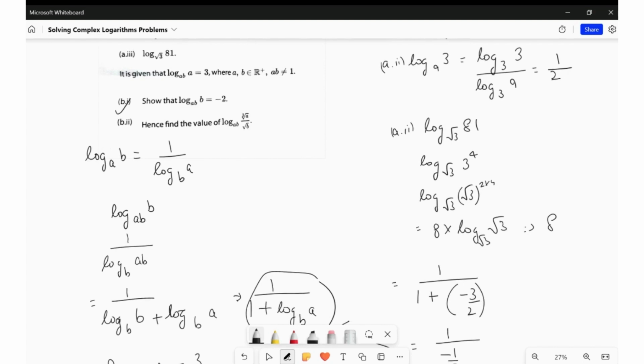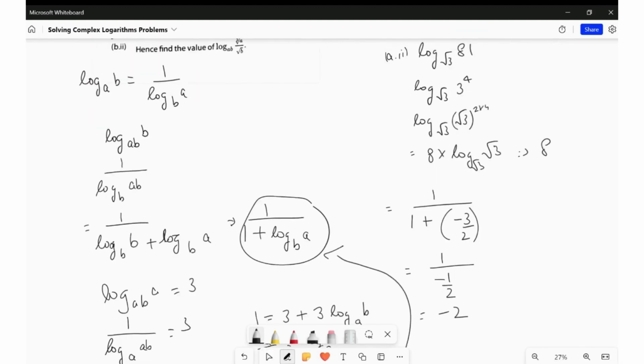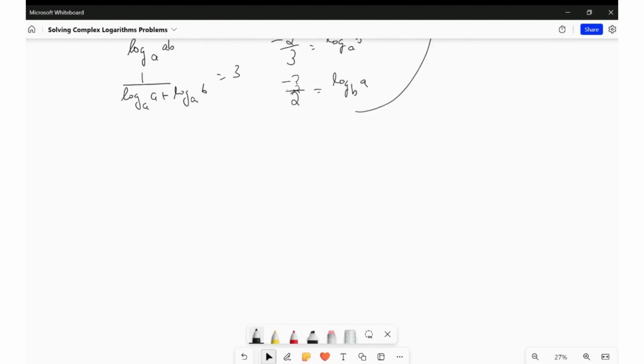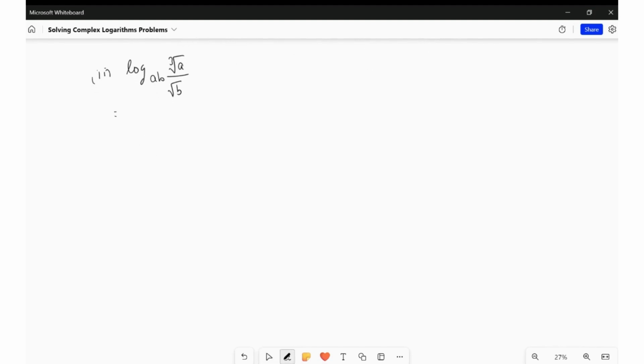Now in the next part, we need to find the value of this log base ab. So this is very easy. We have all the values. We just need to plug them in. So we write the part here, log of cube root of a by square root of b base ab. So we're using the property of logs. We can write log cube root of a base ab minus log root b base ab.